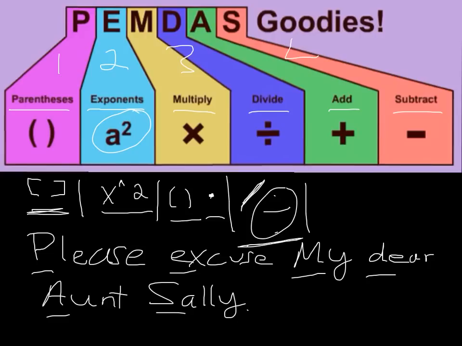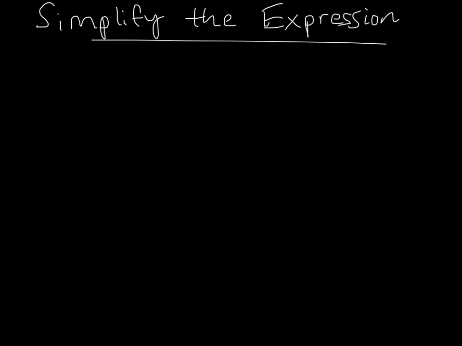Level 4, our final level, is add and subtract. Again, these come left to right. It doesn't matter which one is first. And those have no alternate symbols.